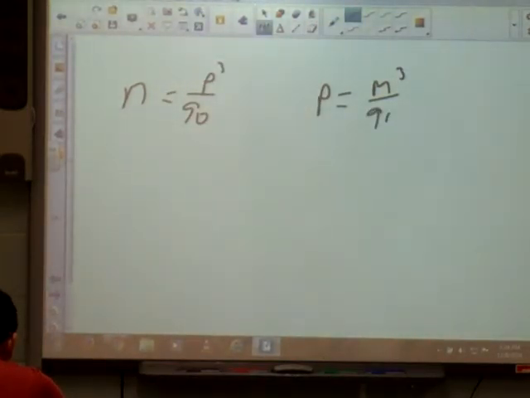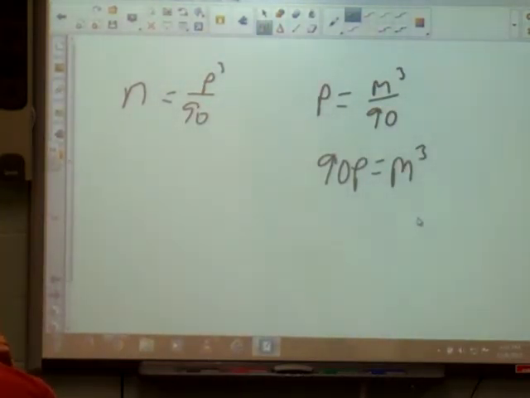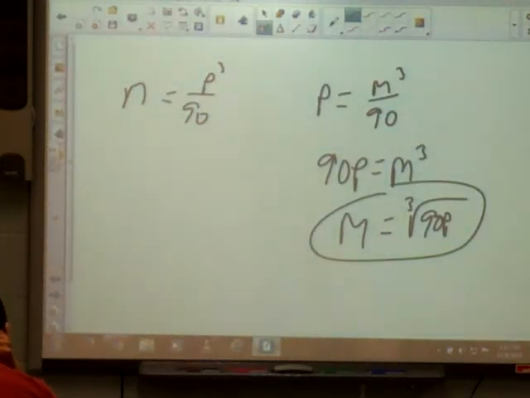Now, step 2 we wrote in our notes was solve for y. Well, this one doesn't have y's. It's got m's and p's. So my y is like my m, so I'm going to solve for that. It's being divided by 90. How do you undo division by 90? Multiply, so 90 times p is equal to m cubed. How do I undo a cube? Cube root. So m is the cube root of 90 times p. And there you go. There's your inverse.